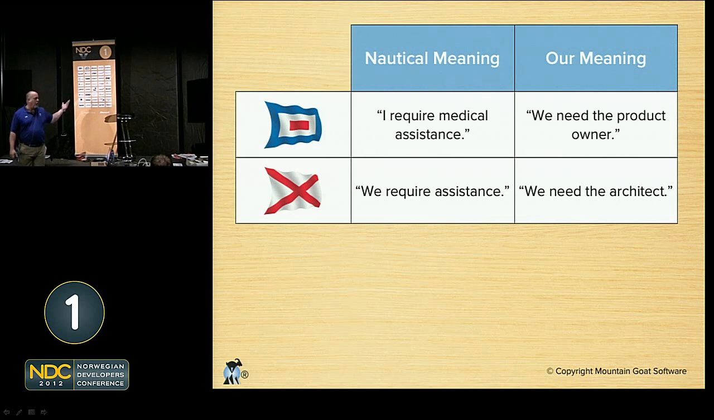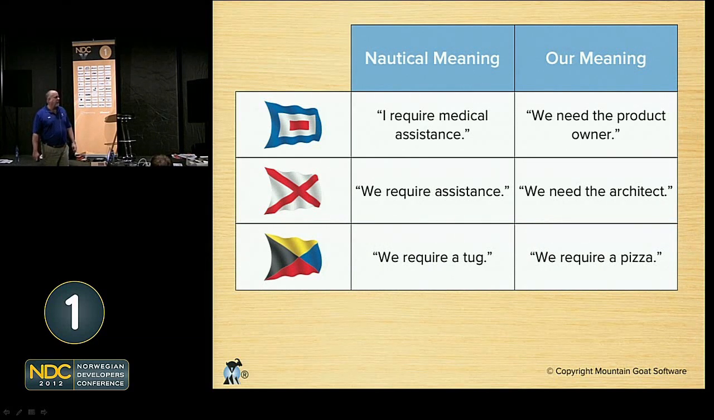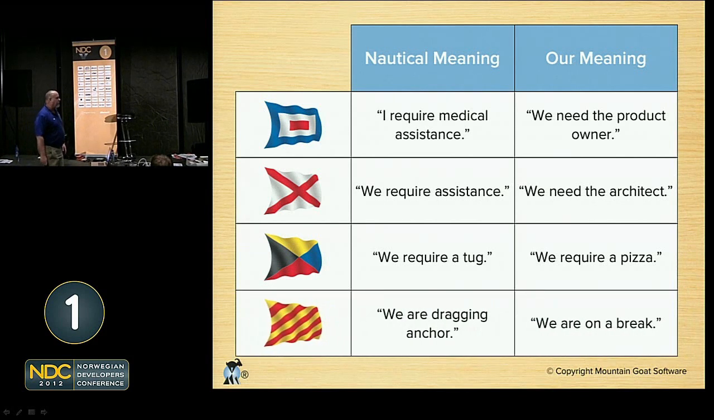A common one: we need the product owner. We need the architect. I have a couple of other flags I always use. One flag means we need a pizza. Give a team a way to signal that we need some food. Another flag that I tend to use is we're on a break. So it's a really good, high bandwidth way for teams to signal each other. If you think about boats out at sea, they signal each other without being able to email each other. Well, this is how we're going to signal each other in that meeting. So to me this is a good way to run the sprint planning meeting.